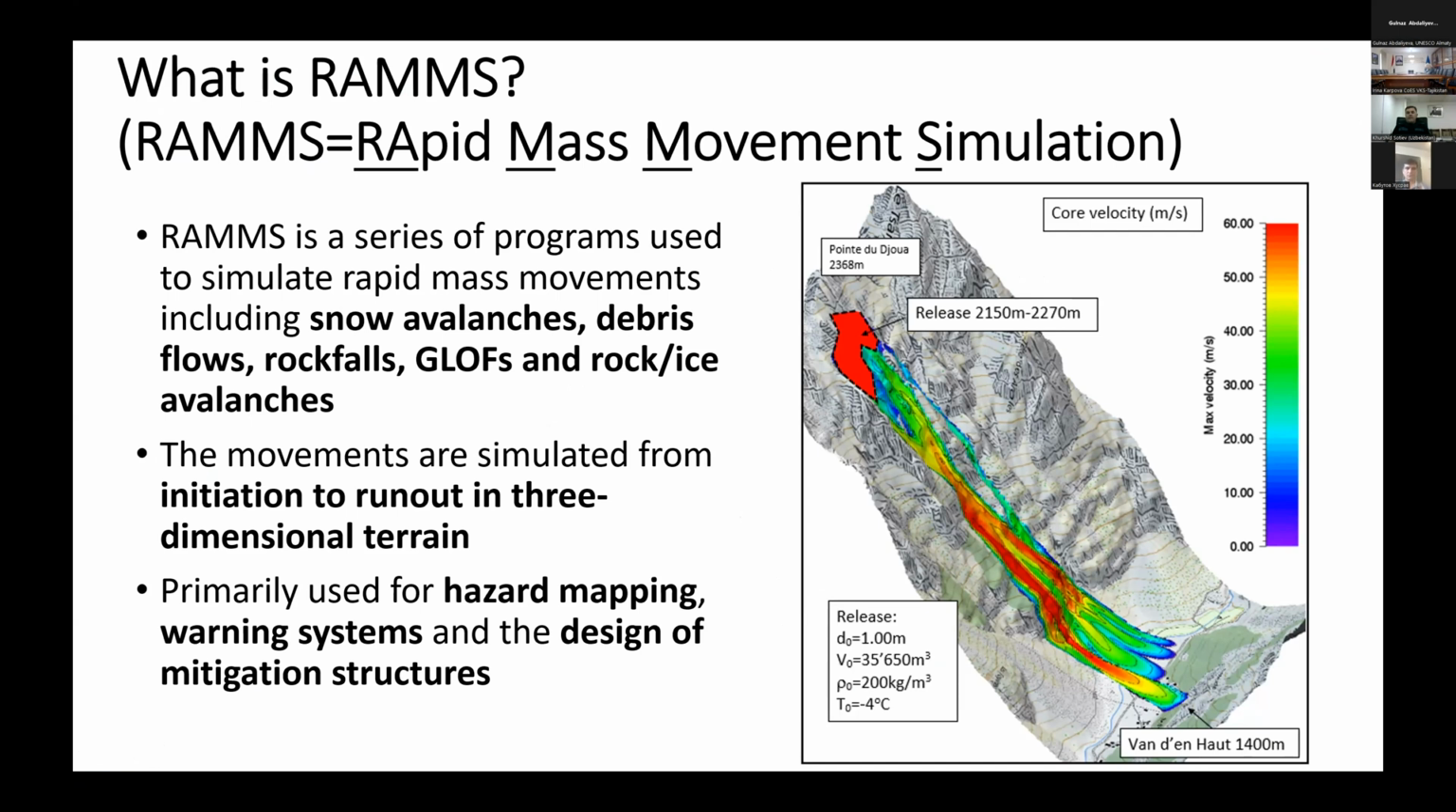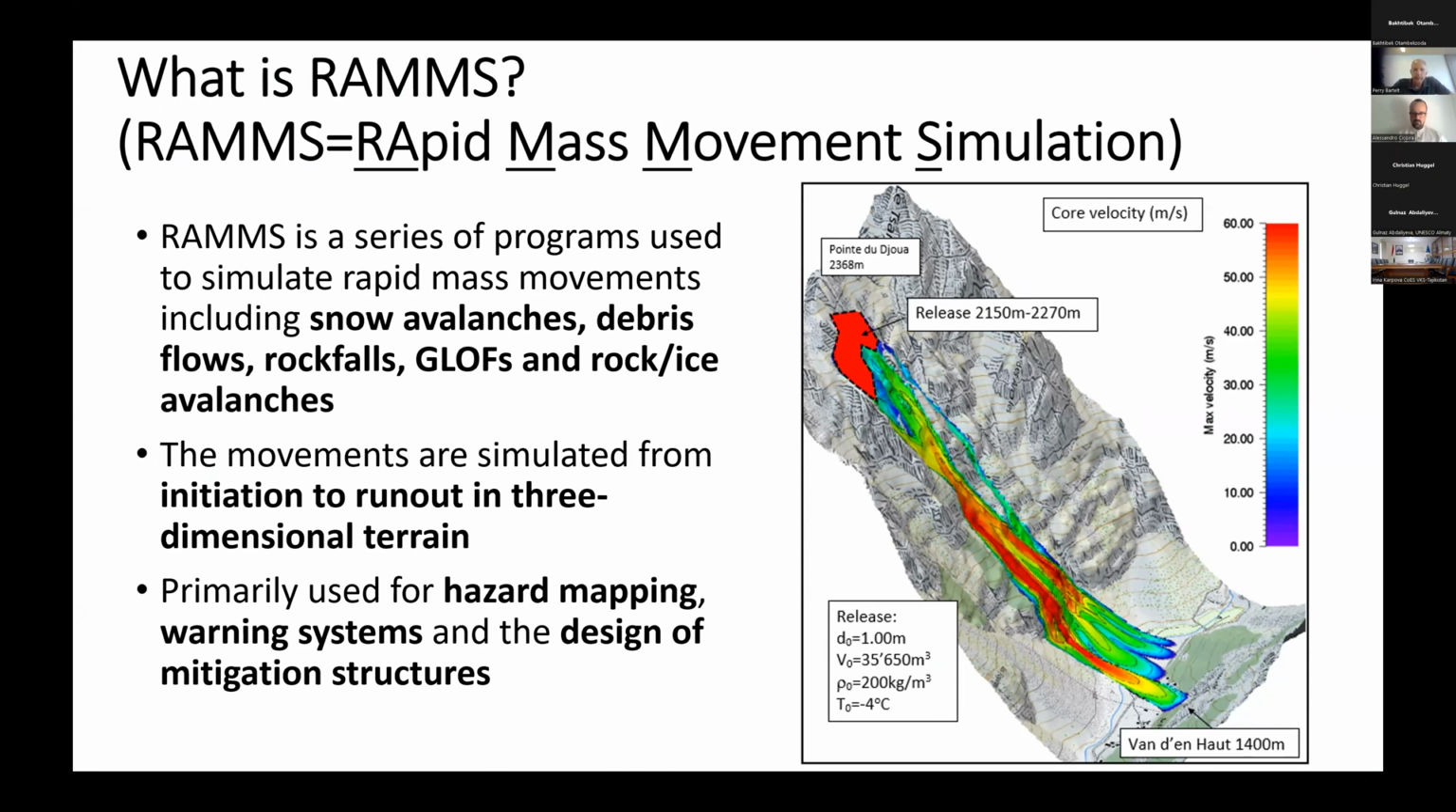RAMS is not one program. RAMS is a series of programs that we use to simulate snow avalanches, which was our first activity, but also debris flows, rock falls, GLOFCs, and increasingly now rock ice avalanches.